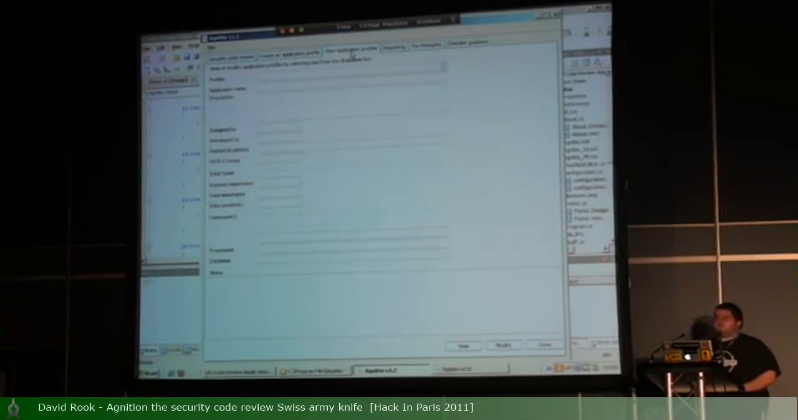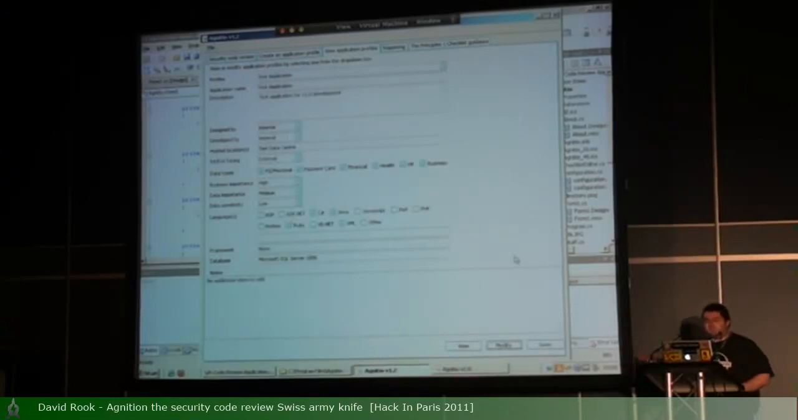So before you do a review, you need to sit down and think about the application you're reviewing. You need to think about who designed it, who developed it. Does it face the internet or is it internal facing? What types of data does it process? What languages? How sensitive is it? What databases and so on? So I'll just show you a quick one here.